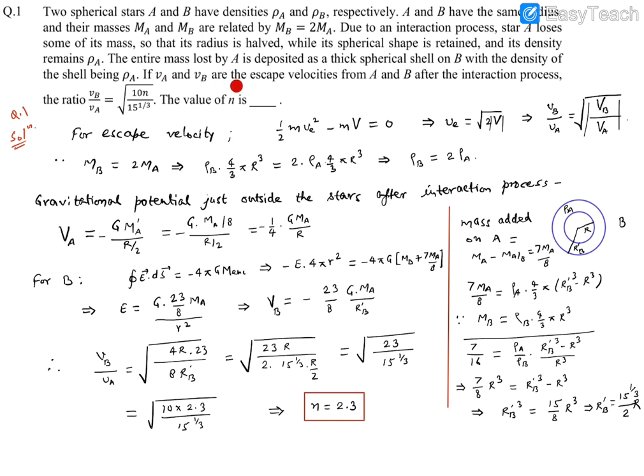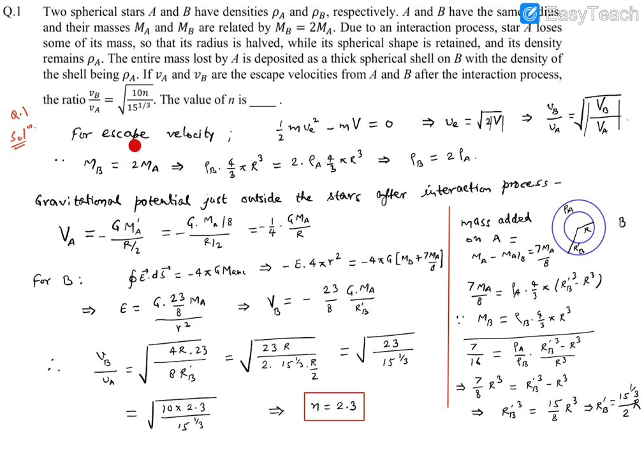If VA and VB are the escape velocities from A and B after the interaction process, then we need to find the ratio of VB upon VA, which should come like (10n/15)^(1/3) under root. Then we need to find out what this n is. So I have solved it over here, and let's see how it goes.